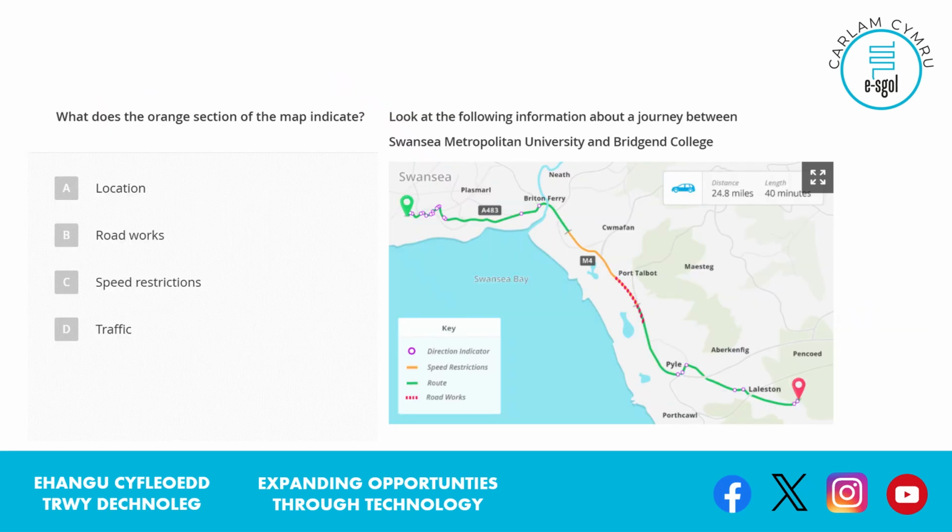This question then asks you simply to locate some information. What does the orange section of the map indicate? So you need to make sure that, as we did at the beginning, we've looked at every element of information, including the key on the map, and then locate quite simply from the key what the orange section means. So we can see that on the map, the key tells us it's speed restrictions, and therefore a very simple question. If you've looked at all the information, C would be our answer.